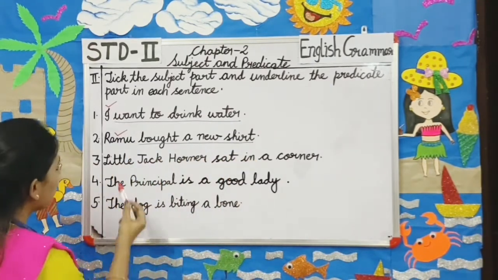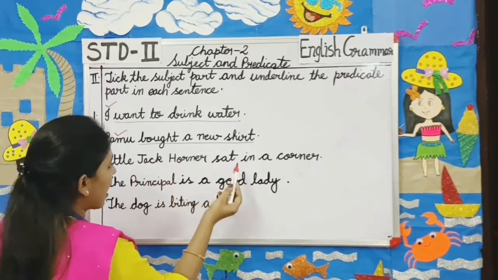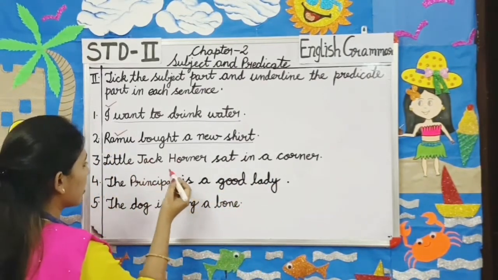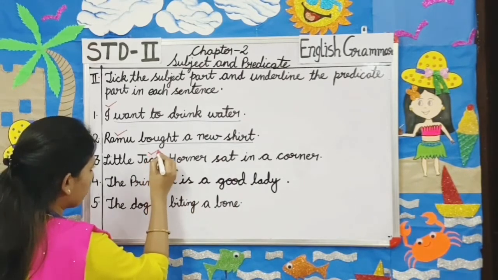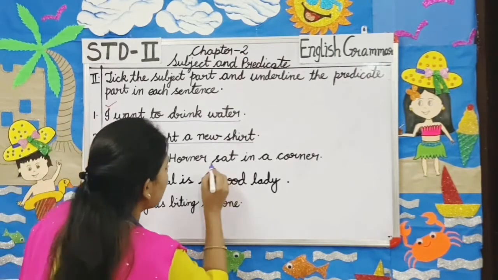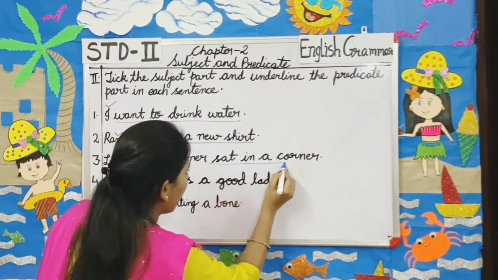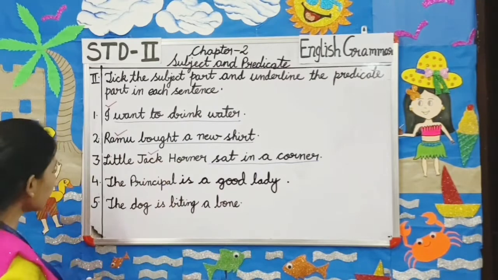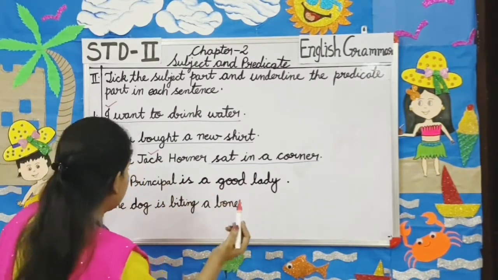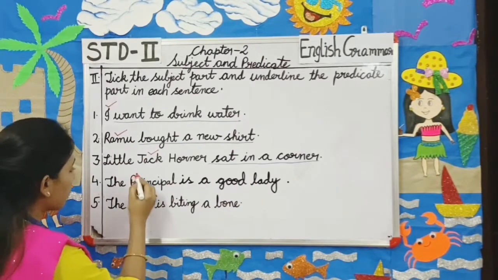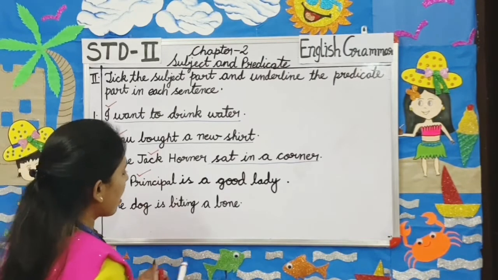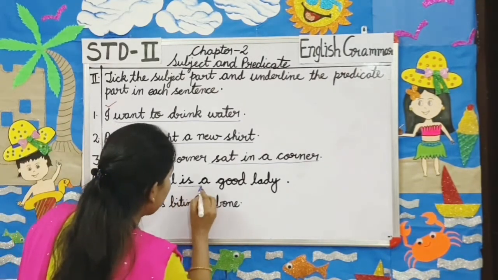Number 3. Little Jack Horner sat in a corner. So here, Little Jack Horner is the subject. So we are going to put a tick like this. And sat in a corner is the predicate. So we'll underline this part. Number 4. The principal is a good lady. So here the principal is the subject. Is a good lady is the predicate. So we are going to underline this part.